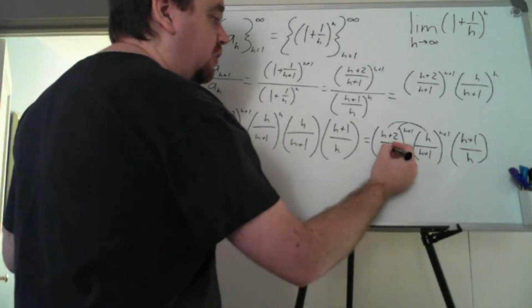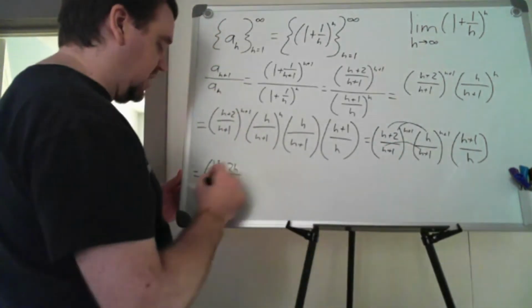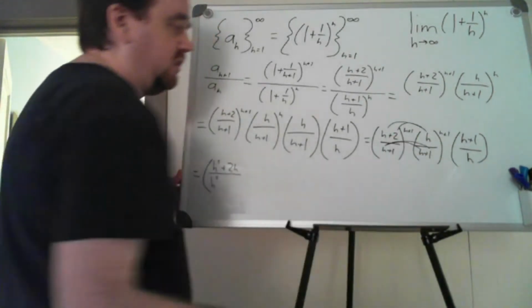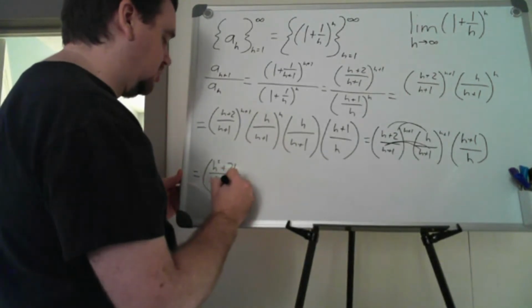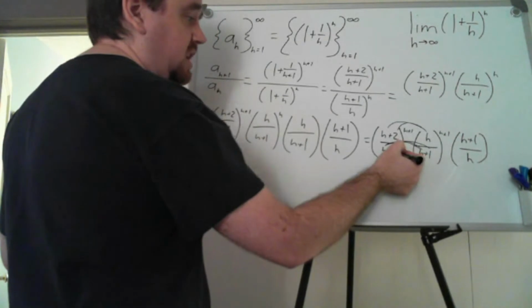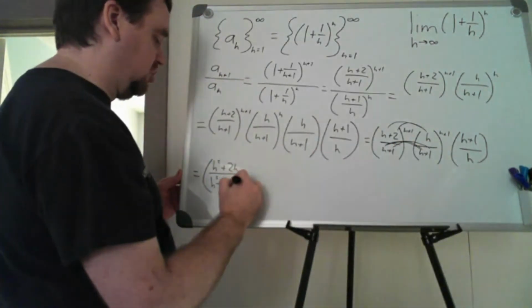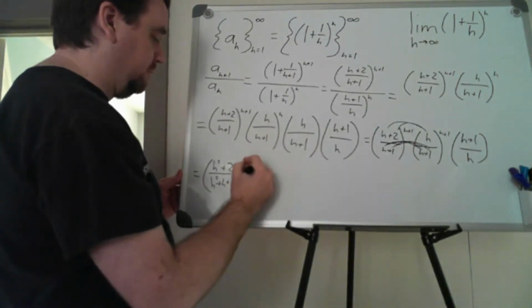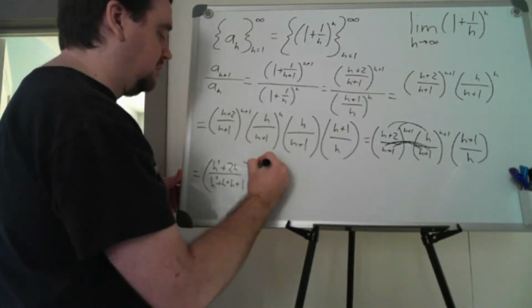So I have to think distribute. First and the first, h times h, that's h squared, plus first and the last, h times 1, that's h, plus the second one here times the first one here, that's h, plus the second one here times the last one here, that's 1. This is all to the power of h plus 1.